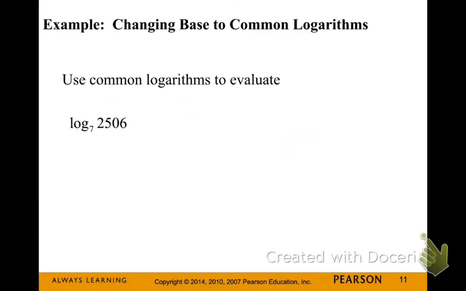Same thing with our next example. Let's try to evaluate the exact same log, but this time we're going to use our common log. So our common log button on our calculator is just the log button. So we can rewrite this as log of 2,506 divided by log of 7. And if we type that into our calculator, we get approximately, again, 4.02. So this is saying, hey, 7 to about the 4.02 power would give us 2,506. The change of base formula allows us to easily evaluate logs that might not have such a pretty exponent.